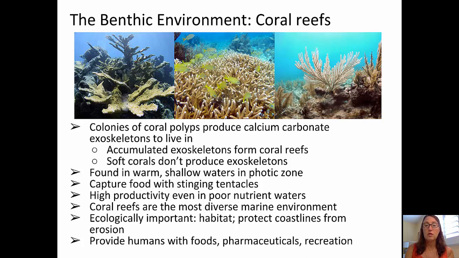Coral reefs are found in warm, shallow waters in the photic zone. They need light. Corals capture food with their stinging tentacles, many of them feeding at night, which is probably the attraction of night diving to many scuba divers. They are high productivity environments, even in nutrient-poor waters. And coral reefs are the most diverse marine habitat on Earth. They're ecologically important habitats. They protect coastlines from erosion, and they provide components of many medicines.